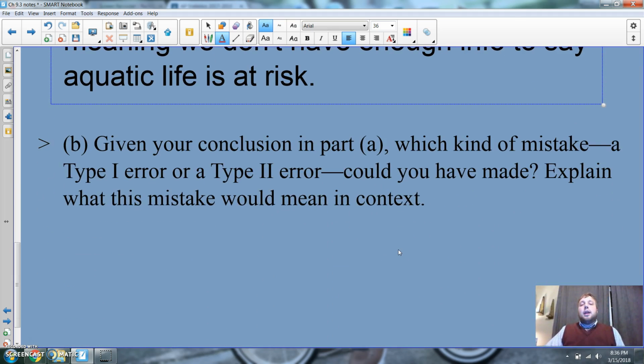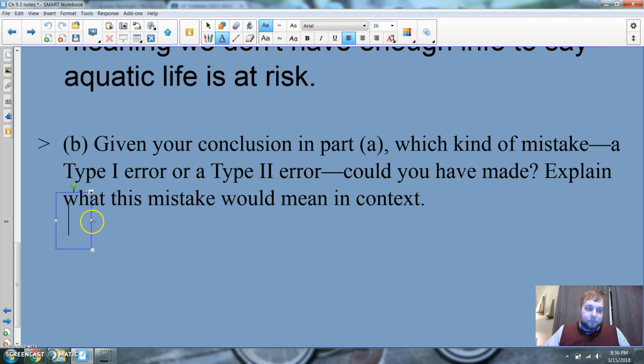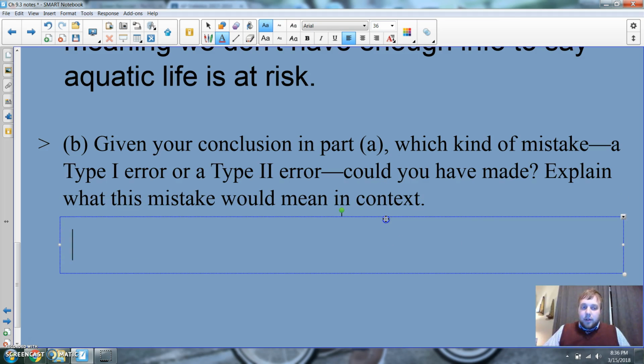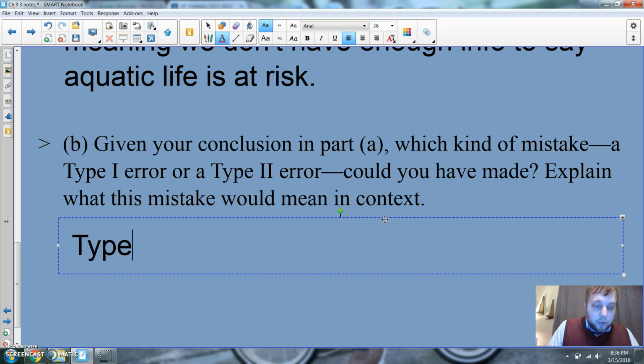Alright, next, B. Given your conclusion in part A, which kind of mistake, a type 1 or a type 2 error, could you have made, and explain what this mistake could mean. Alright, so here's the deal. Remember, a type 1 means you reject, just like my sister-in-law. Asked once, she rejects. We didn't reject. Type 2 is we accept, or in our words, fail to reject. So we did a type 2, because we failed to reject.